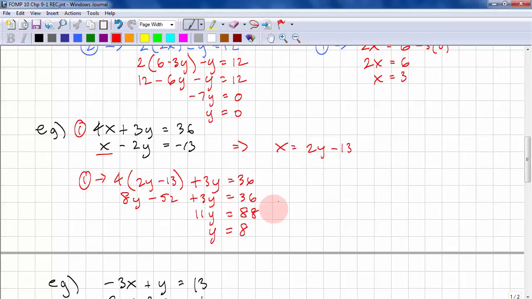Now we substitute back into here, and we get x equals 2 times 8 minus 13. So x equals 2 times 8 is 16, minus 13 is 3. And our answer is 3, 8.